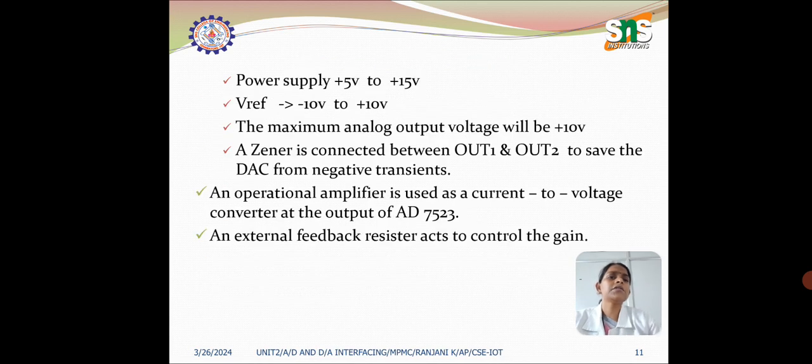Here the power supply is plus 5 volt to plus 15 volt, and the reference voltage is from minus 10 volt to plus 10 volt. The maximum analog output voltage will be plus 10 volt, and a zener is connected between OUT1 and OUT2 to save the DAC from negative transients. Then the op amp is used as a current to voltage converter at the output of AD7523, and an external feedback resistor acts to control the gain.